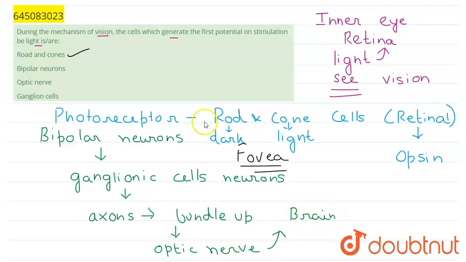Thus the bipolar neuron is a wrong option. Optic nerve is the final stage, so this is also a wrong option. And ganglion cells, their axons make up the optic nerves. So the rod cells and cone cells, which contain the photoreceptor pigment retinal, generate the first potential on stimulation of light.